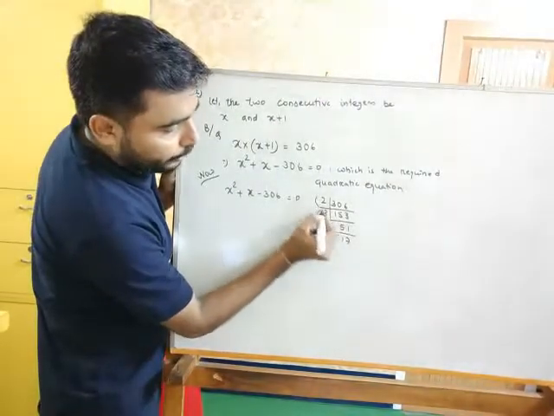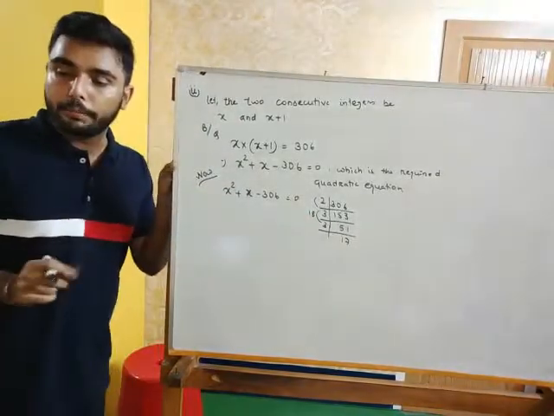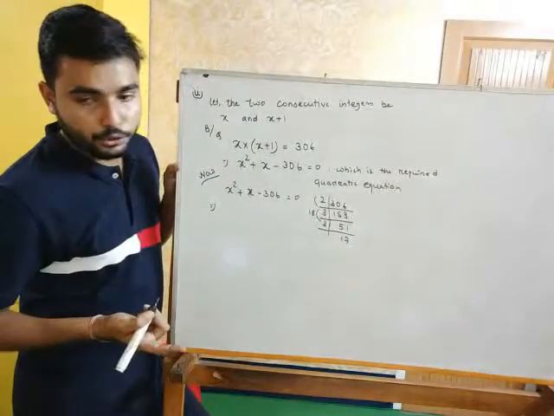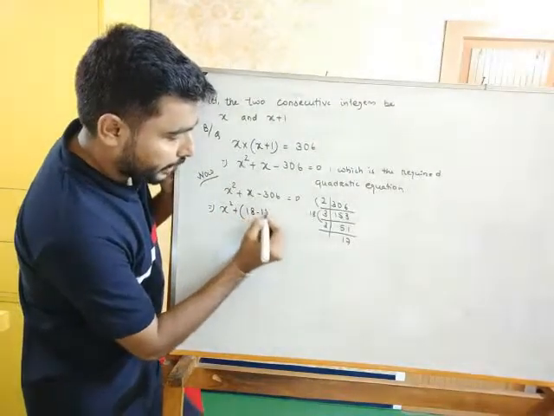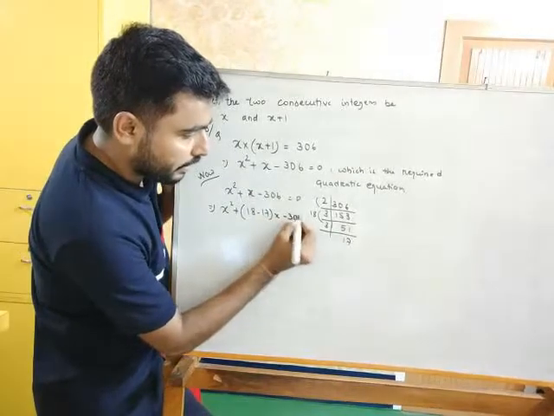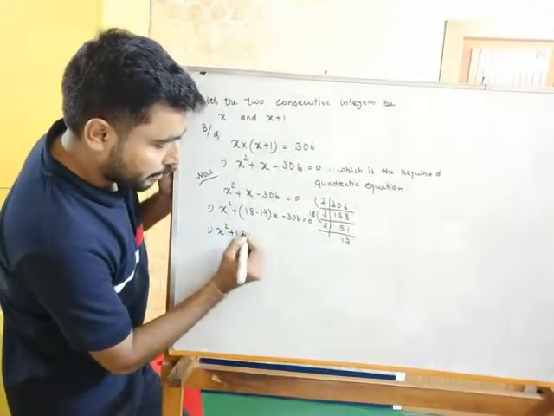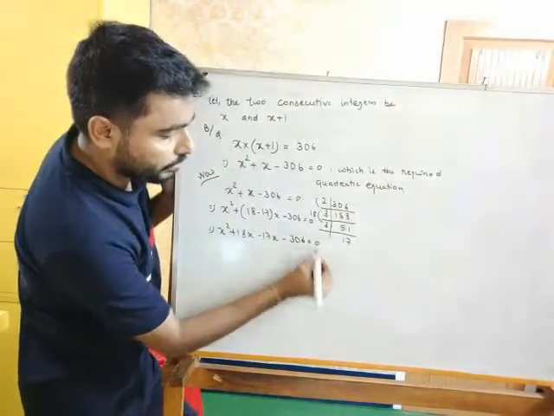3 into 3 is 9, 9 into 2 is 18. From 18, if I subtract 17, what will I get? 1. So I got the factors which when subtracted give you 1. Okay, so x square, it will be 18 minus 17x minus 306 is equal to 0. Which implies x square plus 18x minus 17x minus 306 is equal to 0.